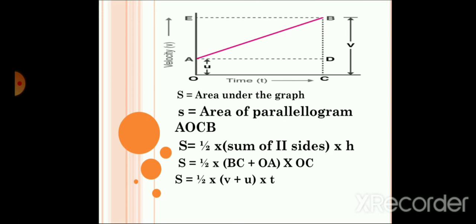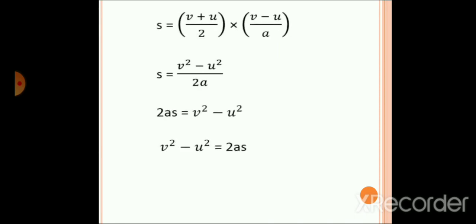But in third equation we don't have T. So we have to substitute the value of T that we have derived from the first equation. So what was the value that we have derived from the first equation? T is equal to V minus U upon A. So S becomes S equal to half into V plus U into V minus U upon A. Okay, this can be written as V plus U upon 2 into V minus U upon A. Okay, so S becomes V plus U into V minus U, V square minus U square upon 2A.